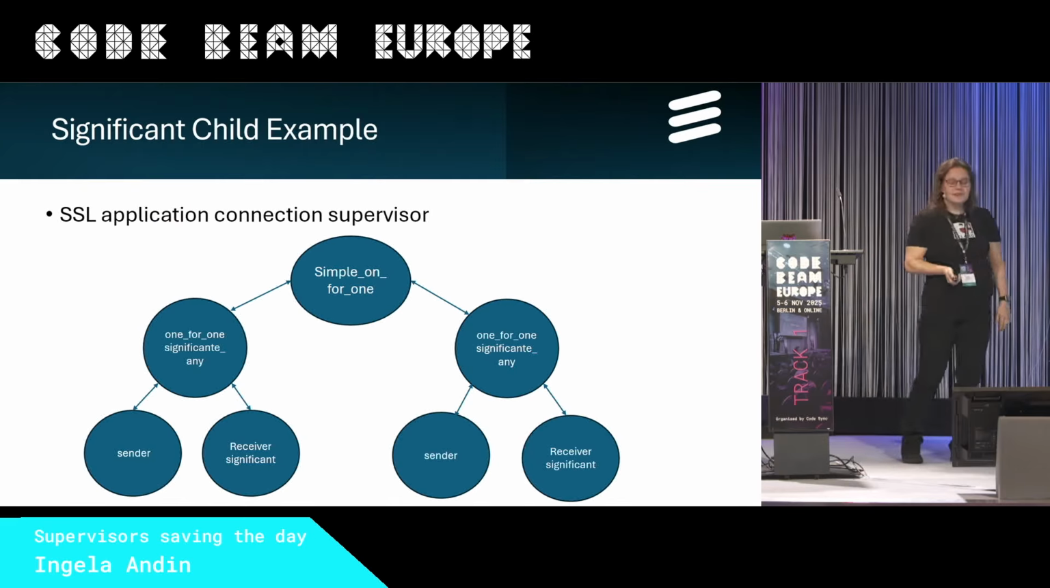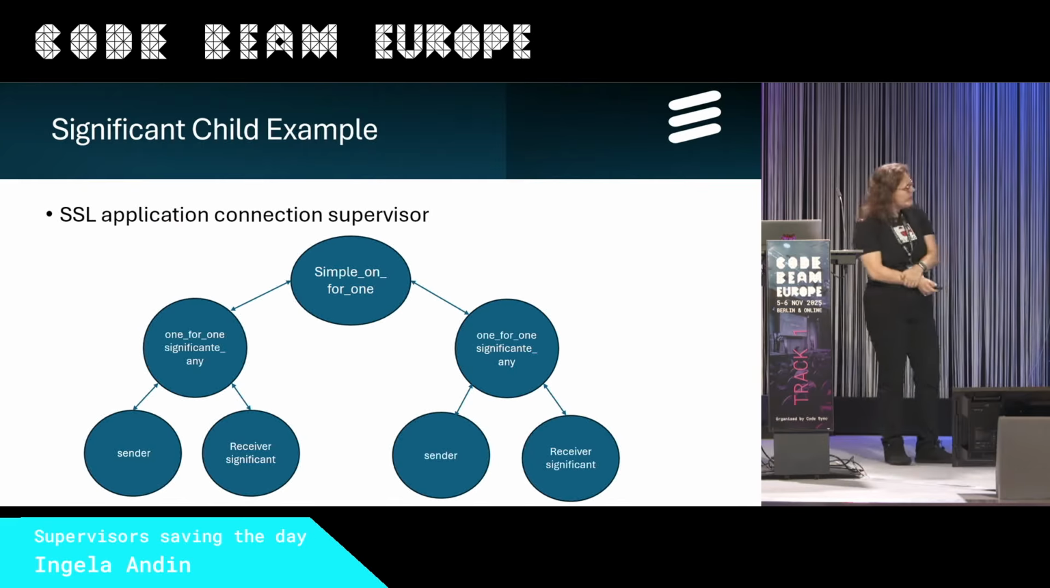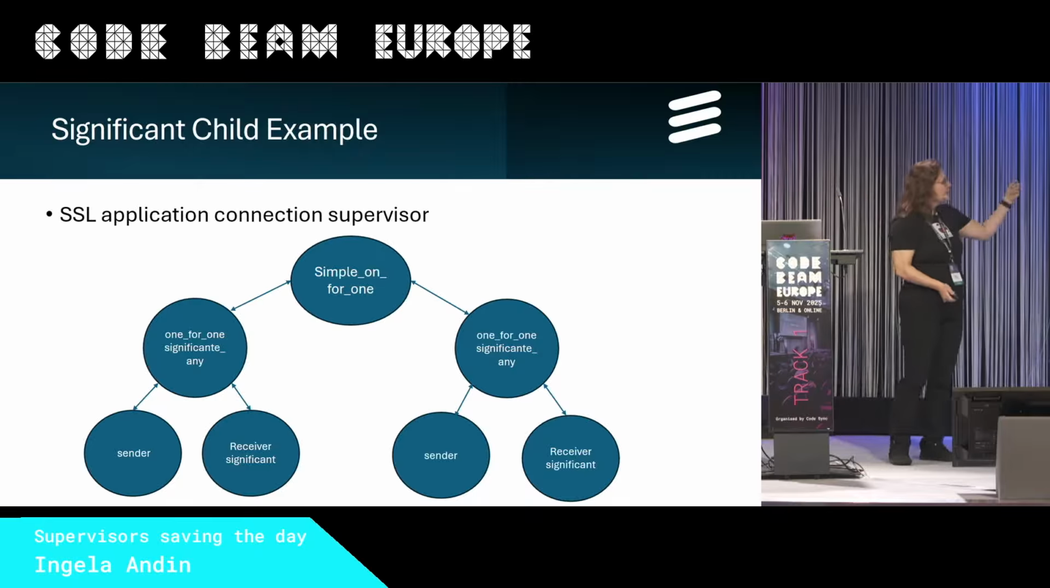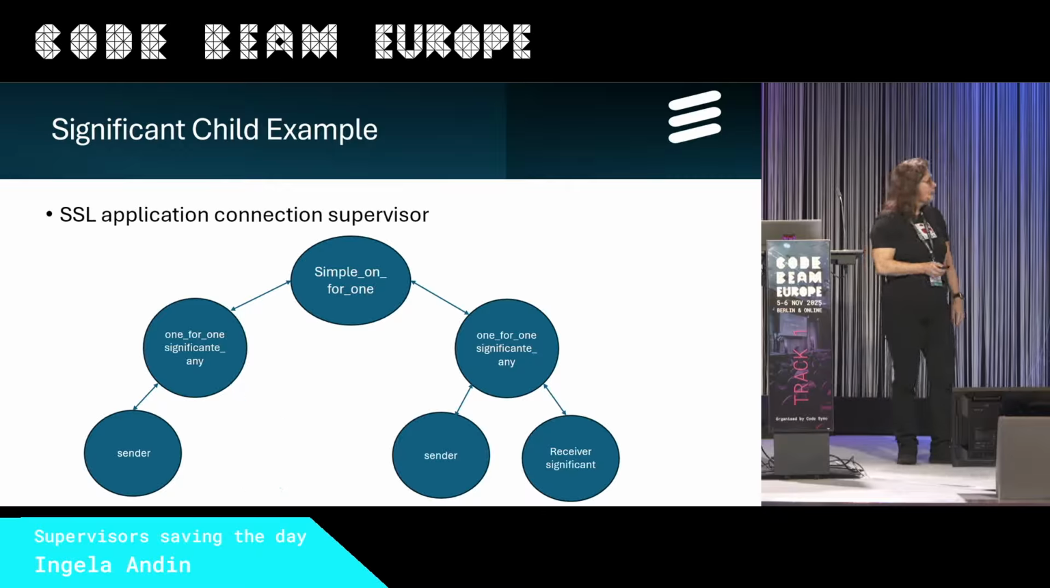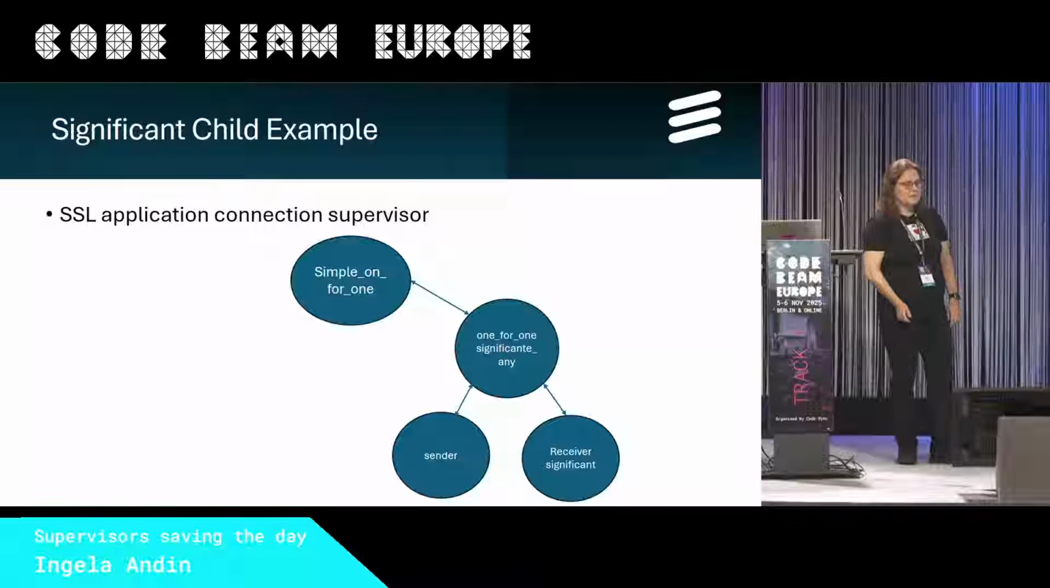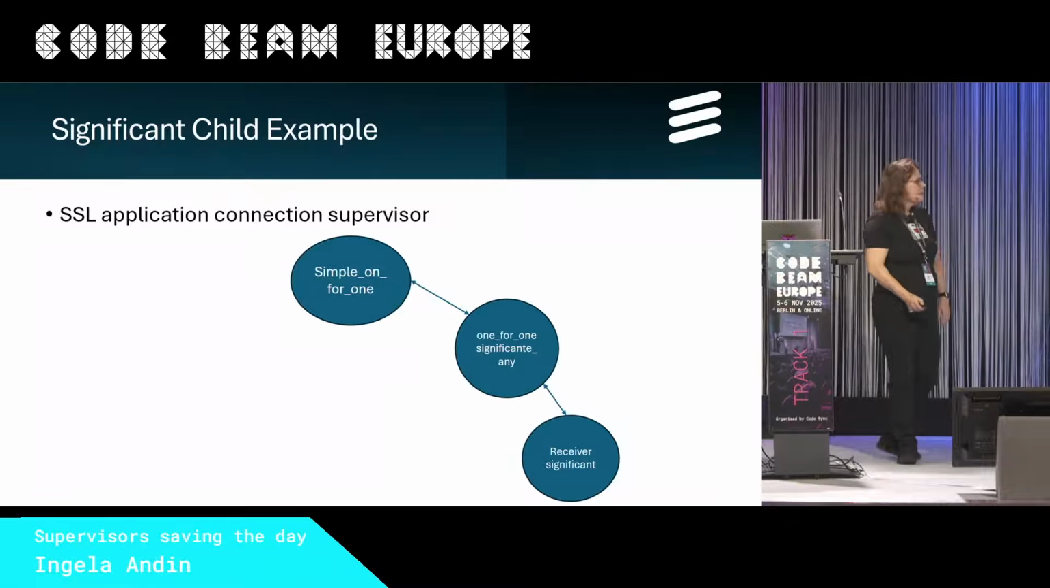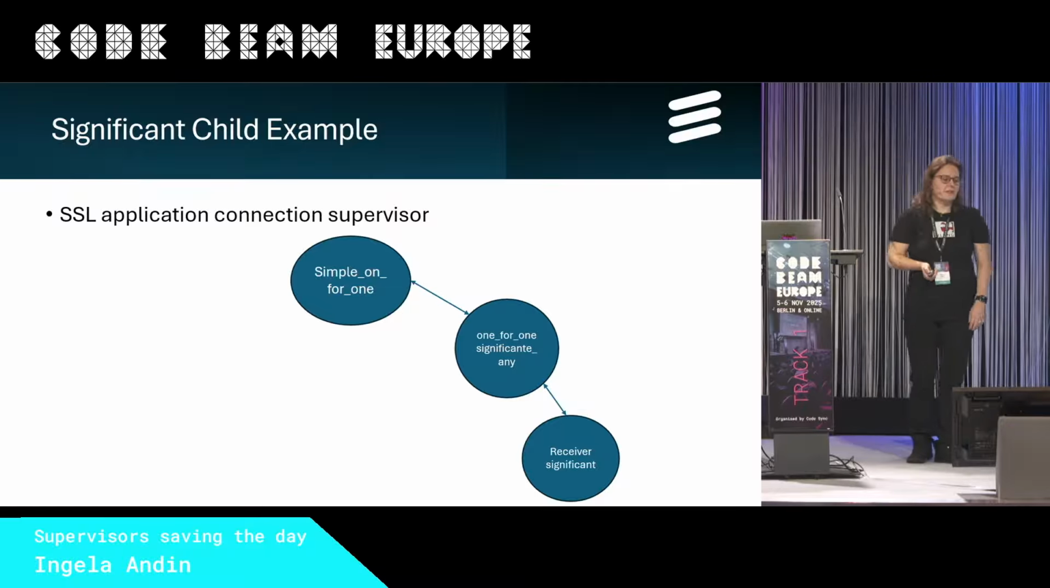And this we use also in the SSL application. So the receiver process is a significant child. So if the other side shuts down the socket, yeah, we want the connection to go down. But if the sender goes down, we don't want the receiver to go down yet, because it might have buffered data that it still needs to deliver to the user.